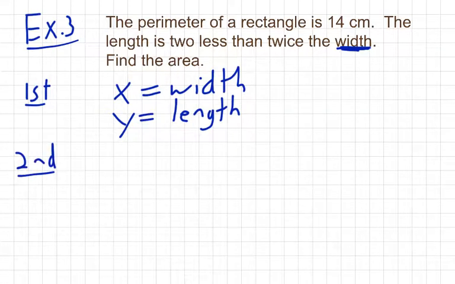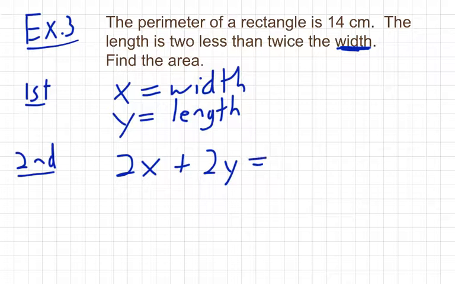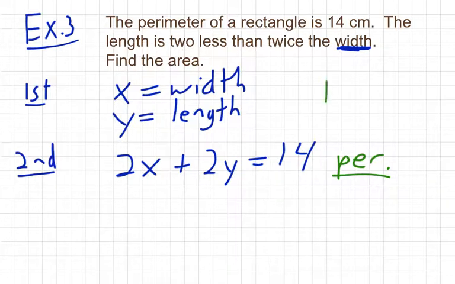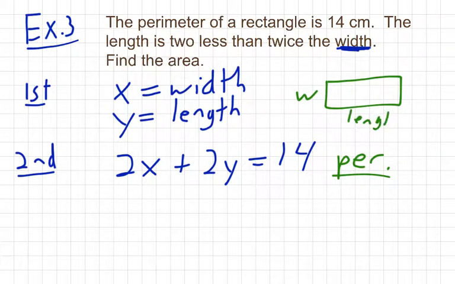Alright, second step. My perimeter formula is 2 times the width plus 2 times the length gives me my perimeter of 14. So that's just the perimeter formula for a rectangle, because your width and your length are going to be the same on both sides of that rectangle, right? So if that was your width and that was your length, the lengths are going to be the same and the widths are going to be the same. Alright?